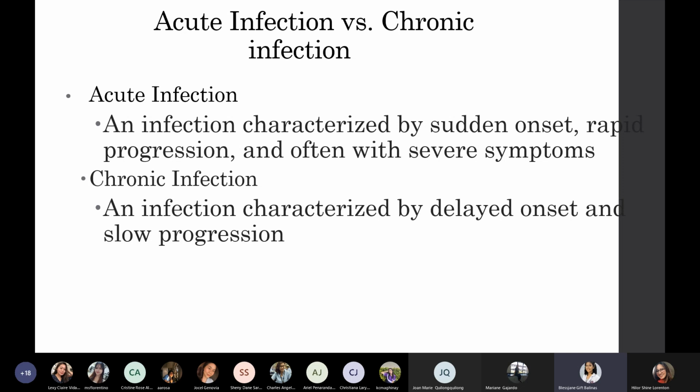However, there are chronic infections such as STDs, or sexually transmitted diseases, like syphilis and gonorrhea. They are chronic infections, or their onset is delayed because of a long incubation period. Syphilis can incubate for 10 to 15 years, and then the symptoms appear after that.